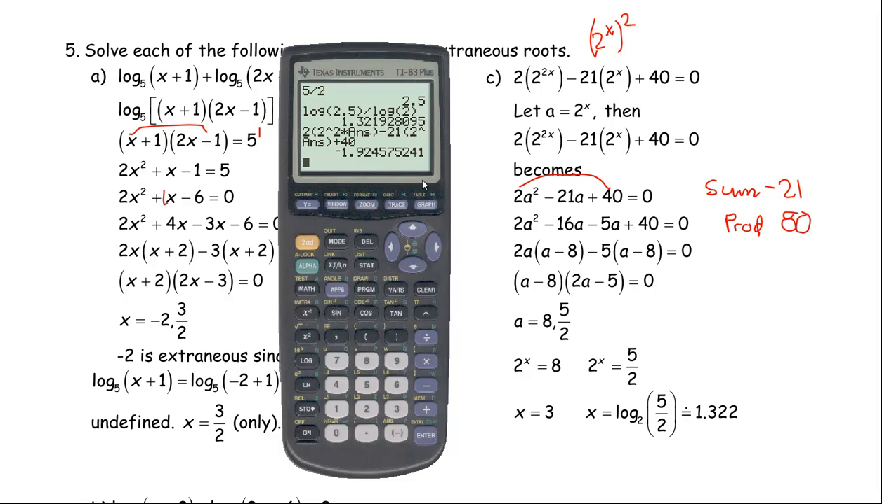Well, I just learned that I don't know how to use my calculator properly, at least to do this. This is the problem right here. The calculator doesn't know that I wanted to multiply that 1.322 number by 2 before it raises this 2 to that power.